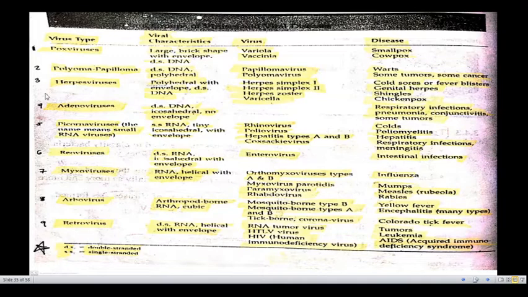Okay, you also have your herpes viruses. So, ilan yung para sa herpes virus? You have four. Okay? So, your herpes viruses are characterized by polyhedral shape with envelope and a double-stranded DNA. So, you have the first type of virus under your herpes viruses, herpes simplex 1, which causes cold sores or fever blisters. Now, for the herpes simplex 2, it causes genital herpes. And then for herpes zoster, it causes shingles. And then in varicella, it causes chickenpox.